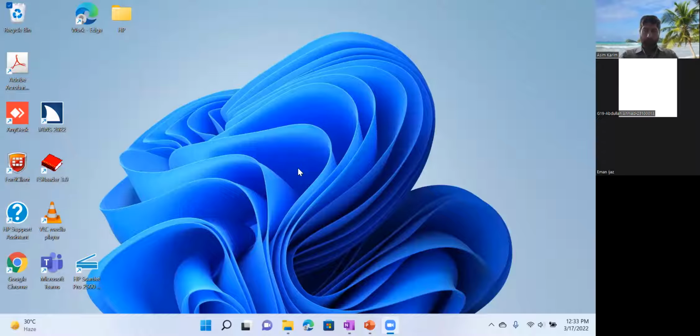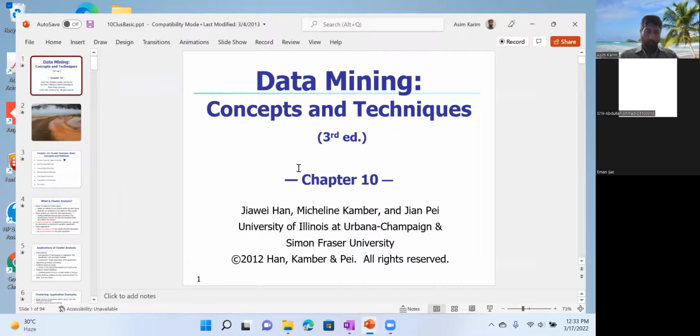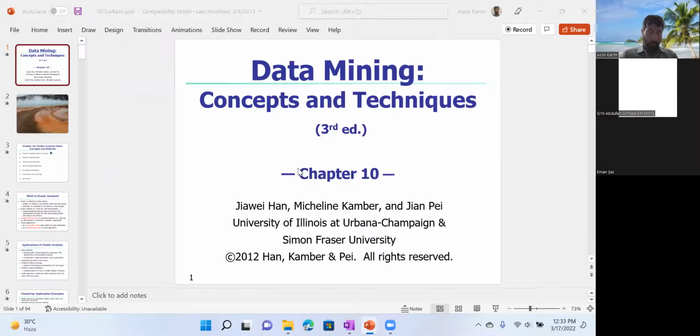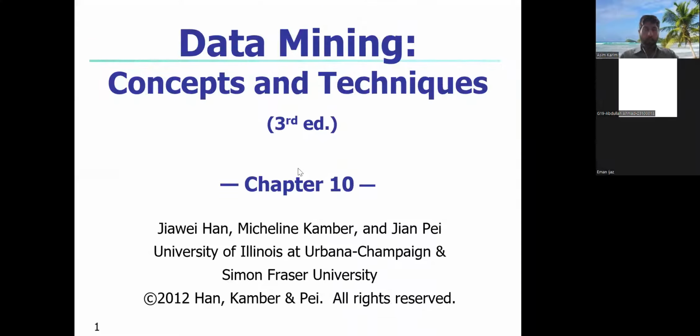All right, so let me start my screen. I'm going to start with the slides to introduce the idea of clustering. These are the book slides, chapter 10 of the book by Han.